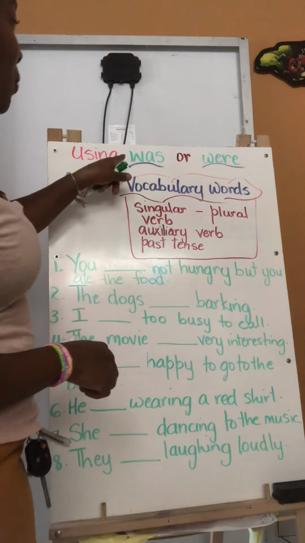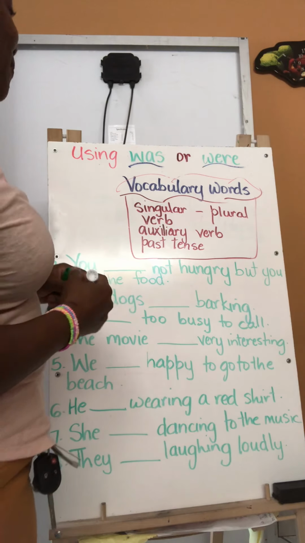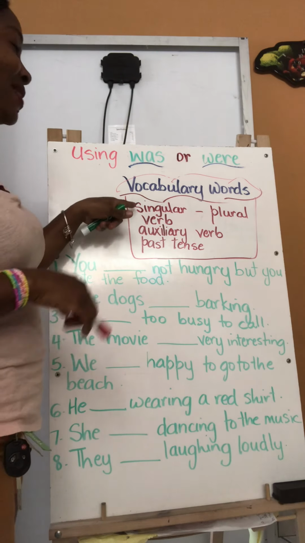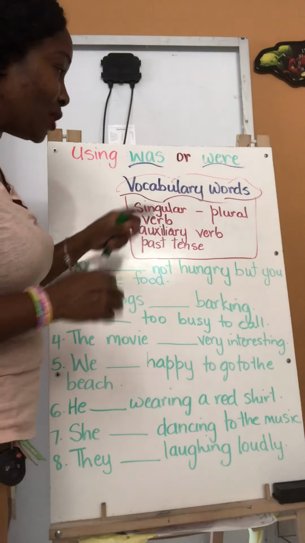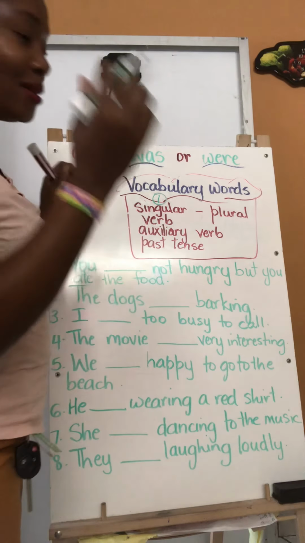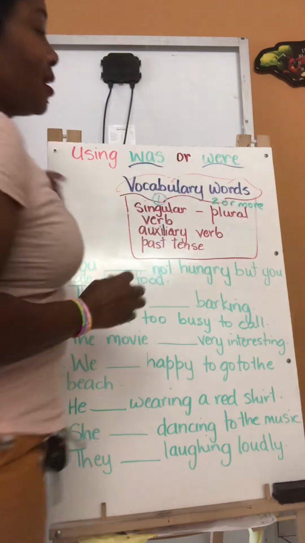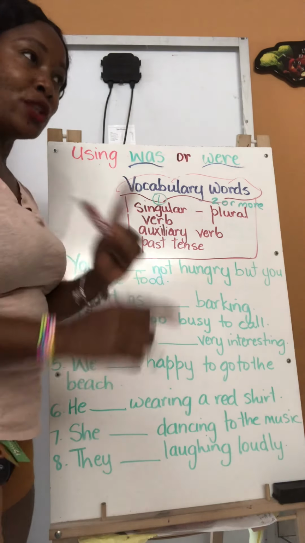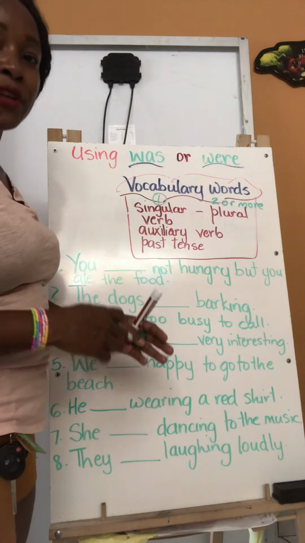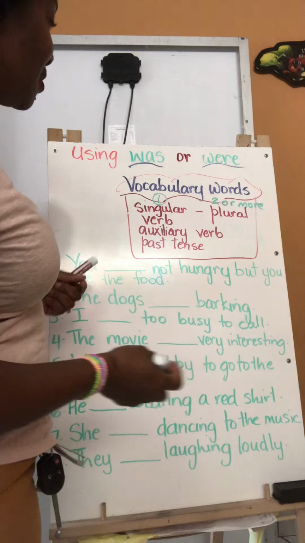Now, before we move on, we're going to look at some vocabulary words that we will come across today. First one is singular, and I bet you remember from last video that singular comes from the word single, which means one. And plural means two or more. So singular means one. We're referring to one person, one animal, one place, one thing. Plural means we're referring to two or more animals, two or more persons, two or more places or things.